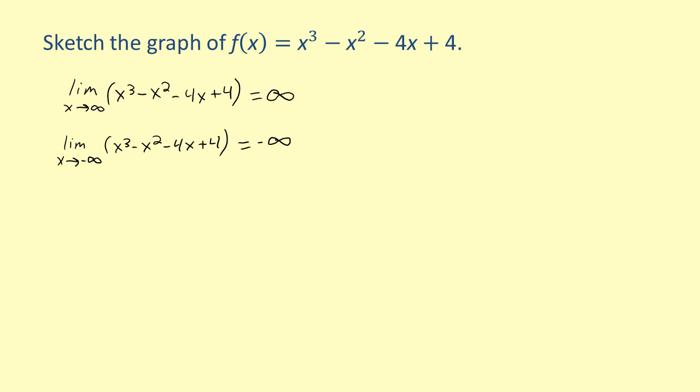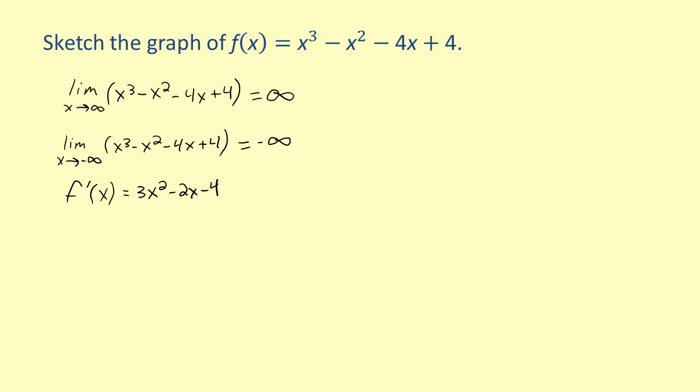Next, we'll find the intervals where the function is increasing and where it is decreasing, as well as any local extrema. So we need to find the critical points of f, if there are any. Critical points are the points where the first derivative of f is either equal to 0 or undefined. When we take the derivative of f, we find that f prime of x is equal to 3x squared minus 2x minus 4. The derivative cannot be factored, so we'll need to use the quadratic equation to find the zeros.